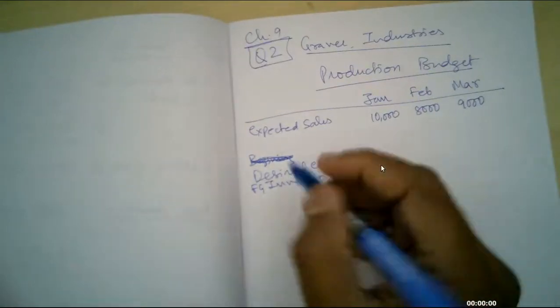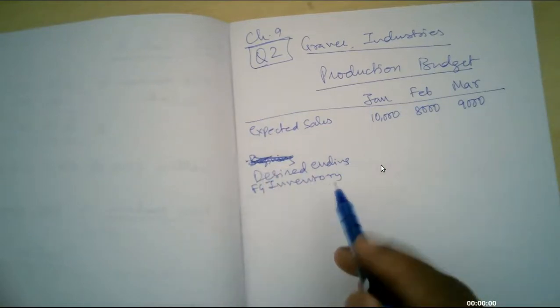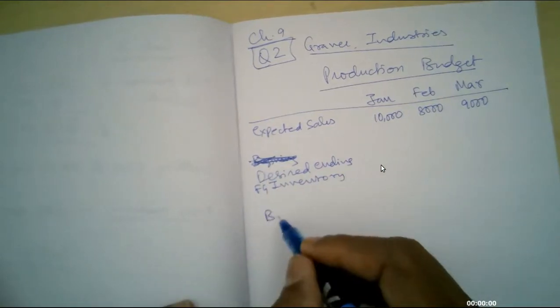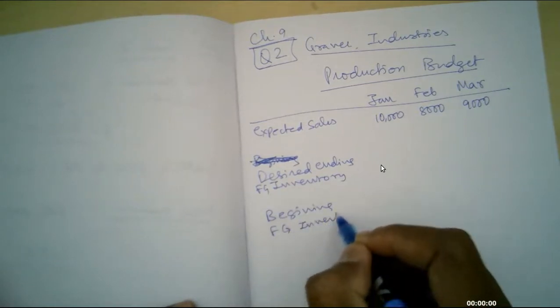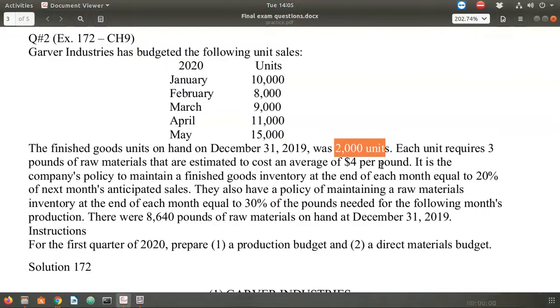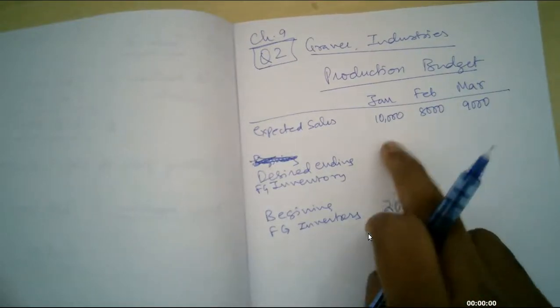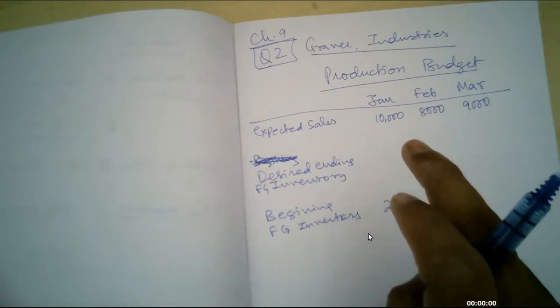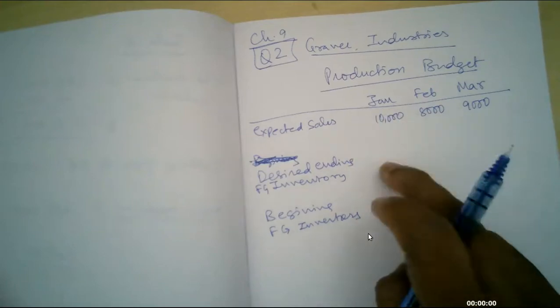See what I'm doing in the second column. So this is the first row. Then the second row, desired ending finished goods inventory, and then beginning finished goods inventory. So at the beginning of January, what is the inventory? At the end of December, it was 2,000. So at the beginning of January 1st, it will also be 2,000. So here I will write 2,000 as the beginning inventory. What is the desired ending inventory? At the end of January 31st, how much inventory of finished goods should you have?